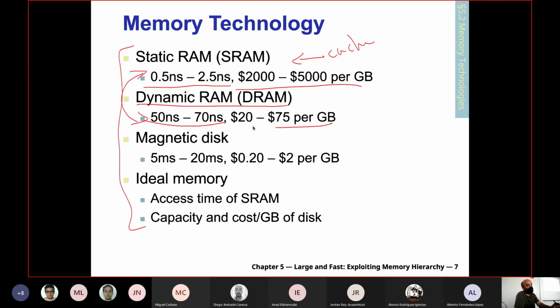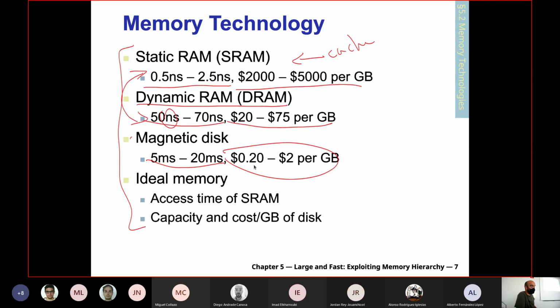And this is the cost per gigabyte. This is the latency for a magnetic disk, which, as I told you, is quite slow. Notice that here we are changing the unit from nanoseconds to milliseconds, but obviously the price also drops dramatically. And obviously this is a great improvement.